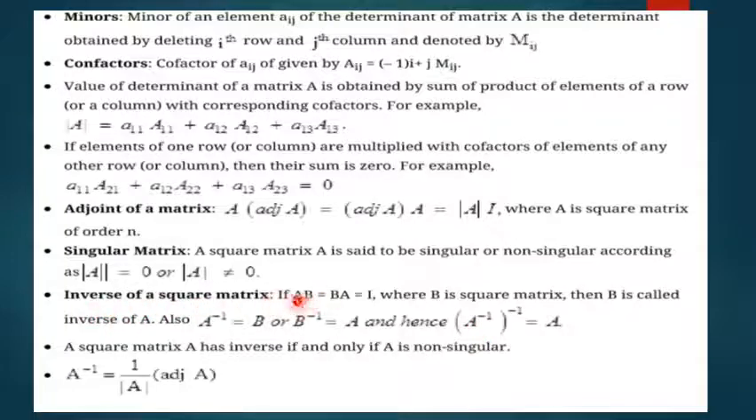Inverse of a square matrix: AB equal to BA equal to I, where B is a square matrix, then B is called the inverse of A. So A inverse equal to B, or B inverse is equal to A, and here A inverse equals A itself. A square matrix A has an inverse if and only if A is non-singular. Non-singular means mod of A is not equal to 0. Only if it is non-singular can its inverse exist, and we can use this formula: A inverse equal to 1 upon mod A into adjoint of A.